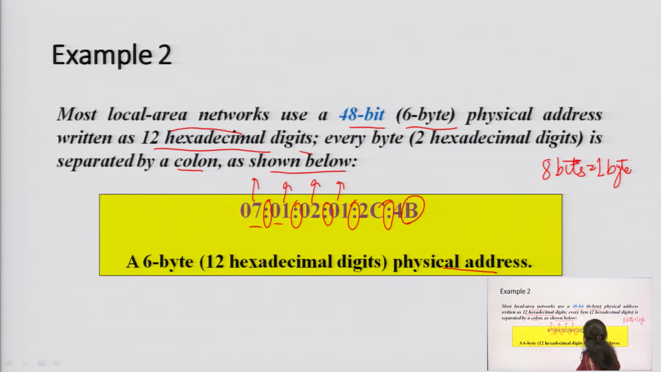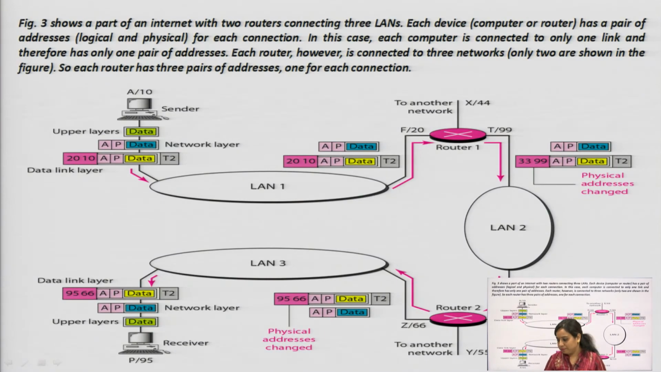Here B is used, which directly shows that it is hexadecimal, because in hexadecimal notation we use alphabets after 9: 10 is used as A, 11 is used as B, and so on. So, this is how the representation is done in the case of local area network addressing, which is 48-bit.